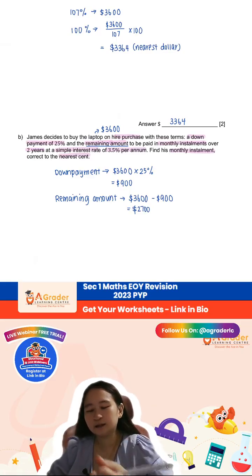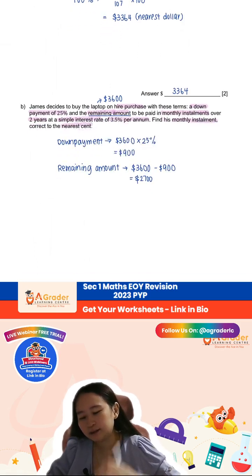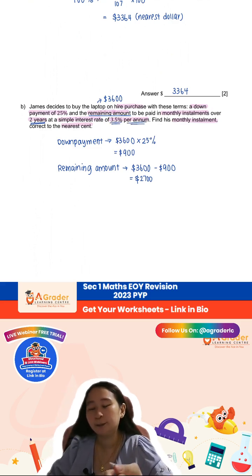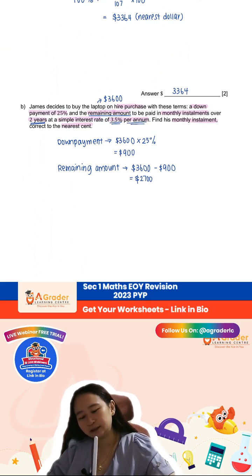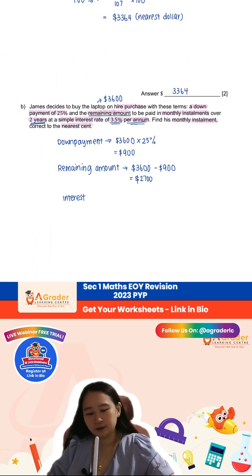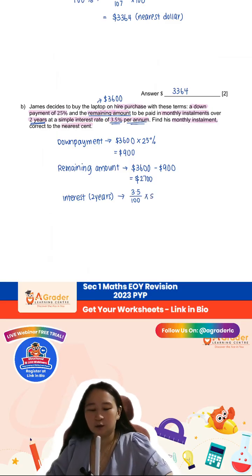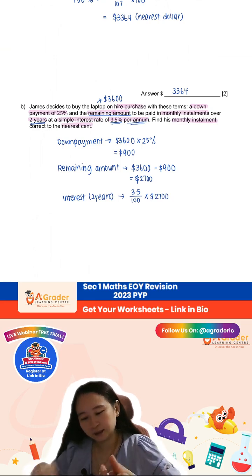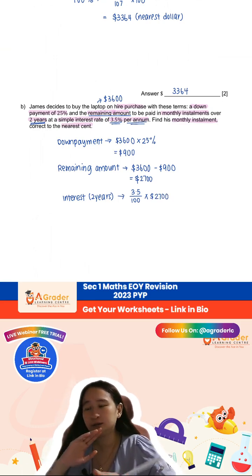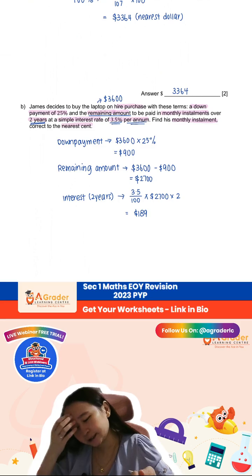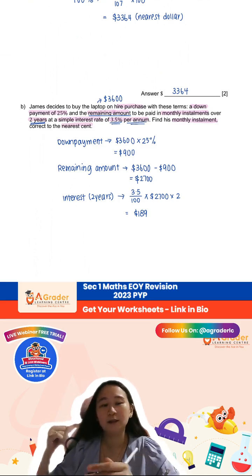And then this remaining amount is paid in monthly installments. Take note, it's paid for 2 years, and the simple interest rate is 3.5% per year only. So we have to find the total amount of interest that he needs to pay for 2 years. So 3.5% is 3.5 over 100 times the amount that he took the loan for, 2,700, times 2 years. Don't forget to multiply by 2. So the total interest that you'll be paying for the 2 years is $189.